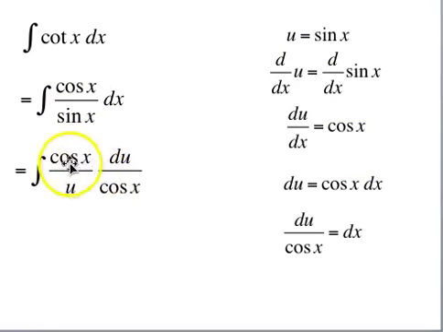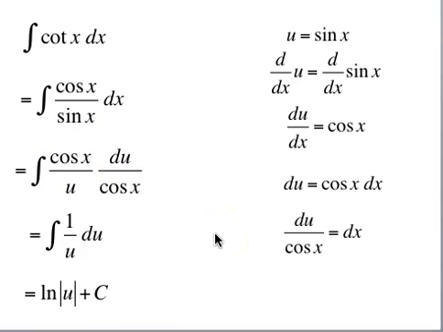So when the cosine x's cancel, we just get integral of 1 over u du, which of course is the natural log of the absolute value of u, plus c. But what is u? U is sine x. And our final answer will be natural log of the absolute value of sine x plus c.